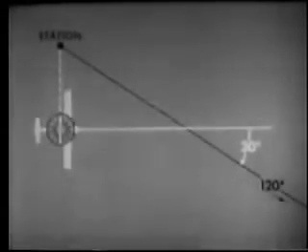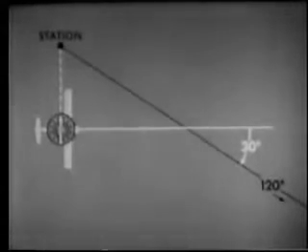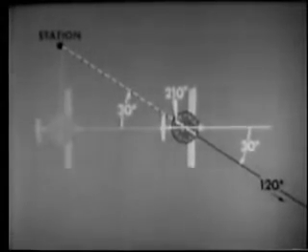This also applies when intercepting an outbound track, except that the angle of deflection must be computed from the 180-degree position of the ADF dial. 30 degrees left of the tail, 210 degrees in this example.